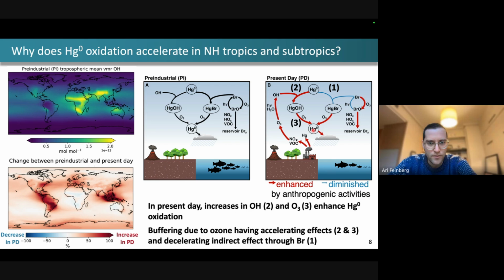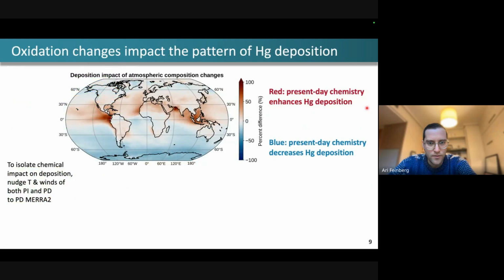And so really ozone plays a role in all 3 of these mechanisms, but in mechanism 2 and 3, ozone is enhancing mercury oxidation, whereas in mechanism 1, by reacting with Br to form BrO, ozone is decelerating mercury oxidation. And so this is kind of the first time that someone has talked about these, that we've been able to show these compensating effects that ozone has on mercury oxidation. And so that was all just about the lifetime differences.